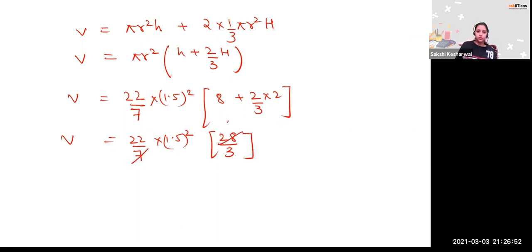Now you do the cancellation. So this is 1 and this is 4. And now you do the cancellation again, so this will be like 1 and this is 0.5 square. So this is equal to 22 into 0.5 square into 4. Now just do the calculation. So this is equal to 22 into 0.25 into 4, right?